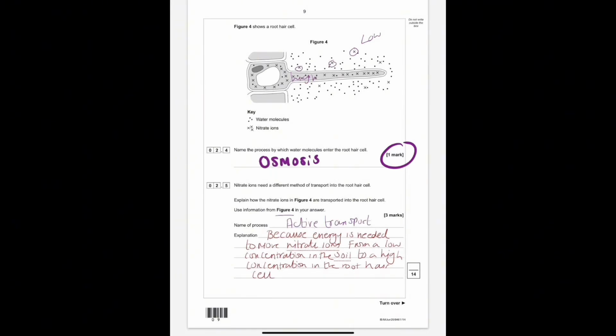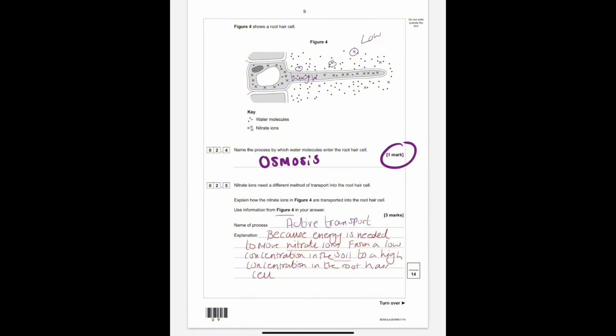Now, the name of the process is active transport because energy is needed to move. So we need energy to move the nitrate ions from a low concentration in the soil to a high concentration in the root hair cell. And where does that energy come from? It comes from respiration. Respiration is needed for active transport to occur. If there is no respiration, it cannot occur. Okay, so this is your answer for 2.5.